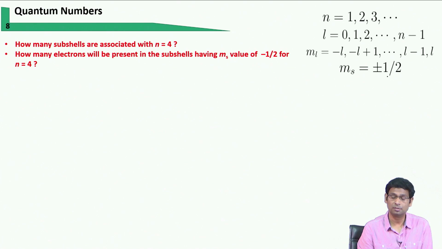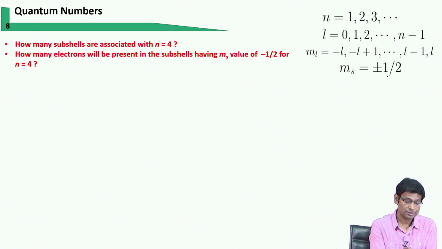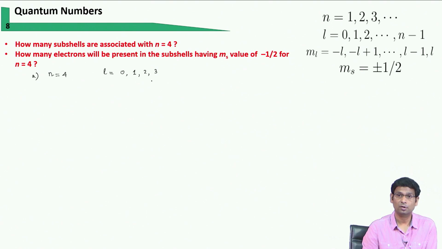This particular question concerns these quantum numbers. For example, this question asks how many subshells are associated with n equals 4. To answer the first bit, we have n equals 4. So, the principal quantum number n is given, n equals 4, and we know for n equals 4, L goes from 0 to n minus 1, in this case 0, 1, 2, 3. So, these 4 are called subshells. So, these are the 4 subshells that we have.